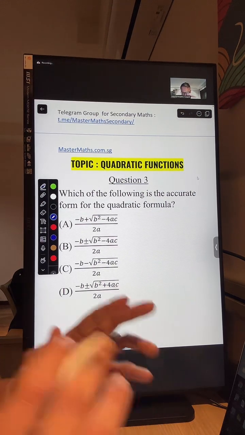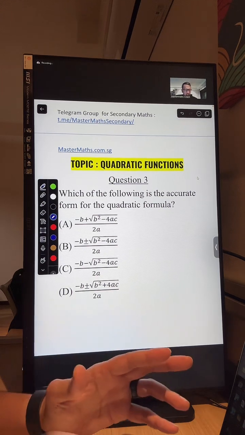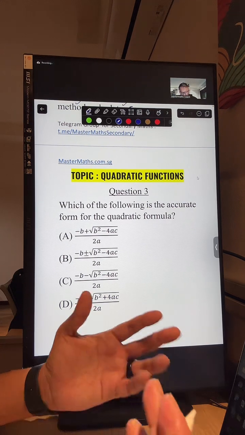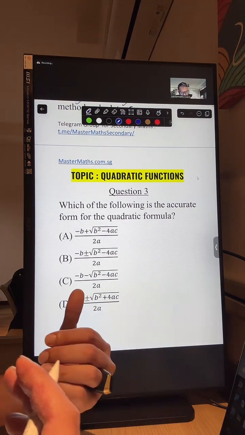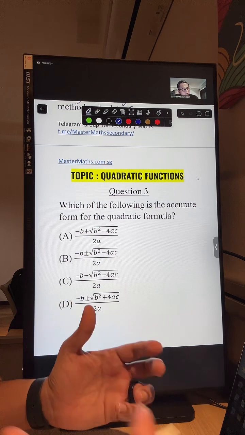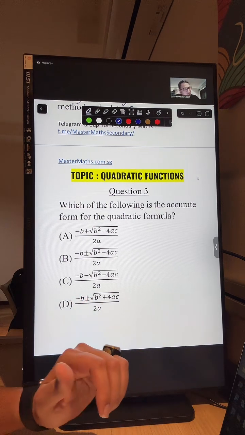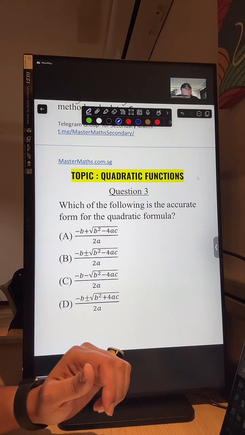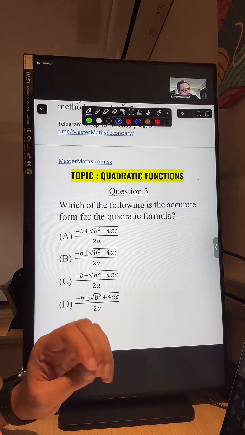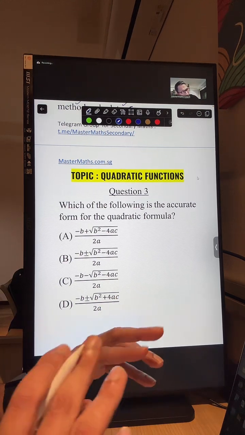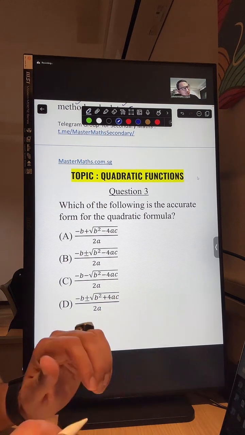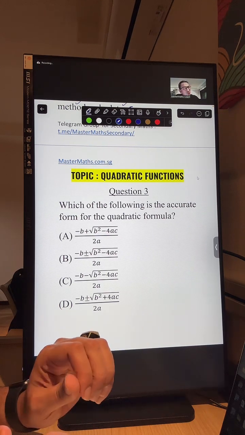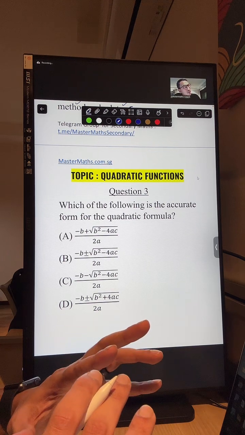Okay, we have A, B, C, and D. I hope you all can see this. Come, let's see who's got the right answer. Which of the following is the accurate form for the quadratic formula? A, B, C, or D? Come on. Let's see some answers. Okay, Dumb Donkey says A. Okay, I'll hold back my judgment right now. Okay, B. A lot of y'all are saying B. Okay. So, does majority win in this case?